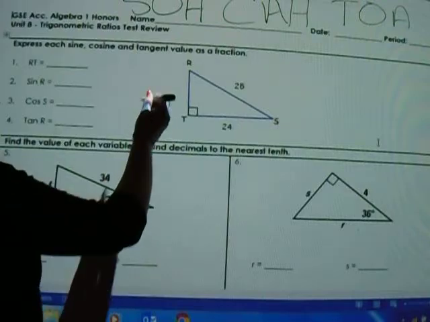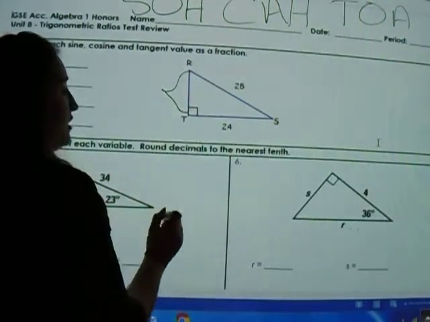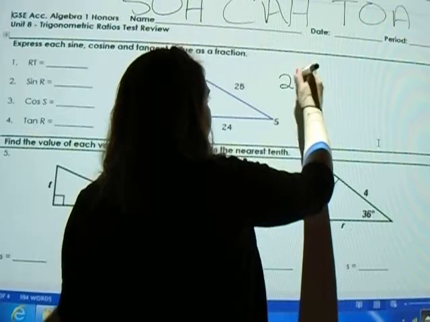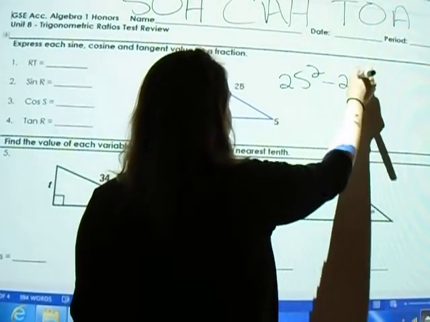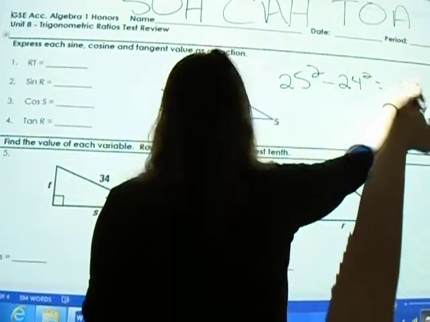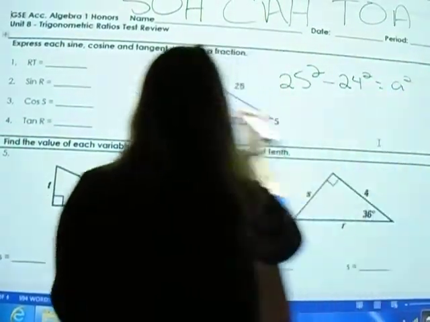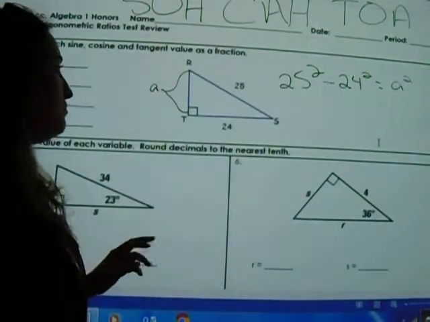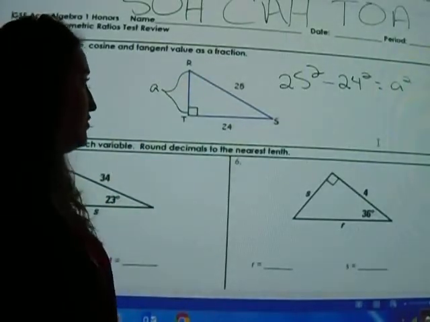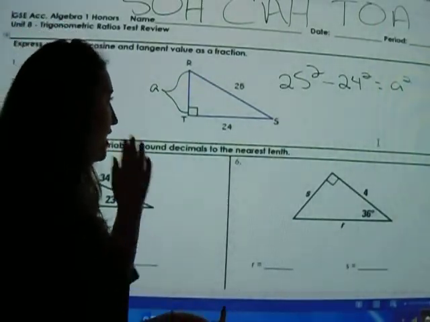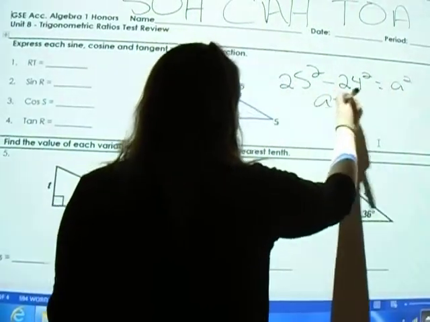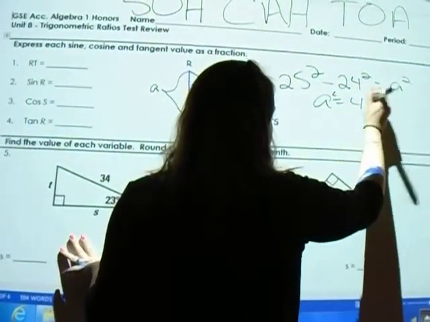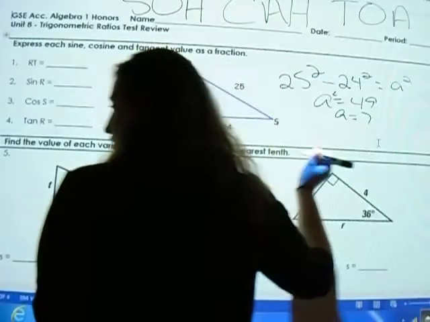First, we can find RT, which is right here, by doing 25 squared minus 24 squared equals A squared. We'll just call this A, because that's the Pythagorean theorem, right? We can just figure that out. And that ends up being A squared equals 49, so A equals 7.